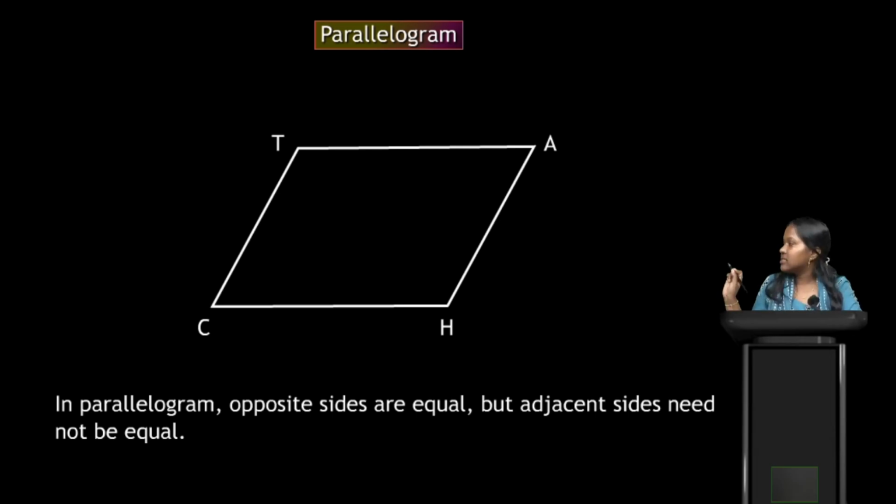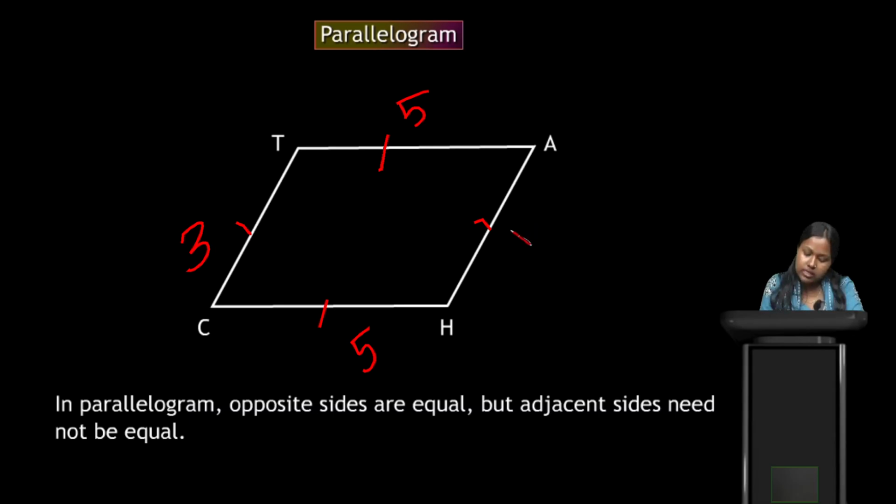Opposite sides will be equal. Suppose this is 5 centimeters. So if TA is 5 centimeters, CH will also be 5 centimeters. Suppose TC is 3 centimeters, so the opposite side is also 3 centimeters. So if it is 5, then the opposite side is also 5. If it is 3, then the opposite side is also 3. But if all the sides are 5, 5, 5, then also it is a parallelogram.